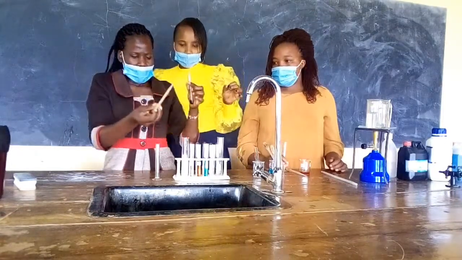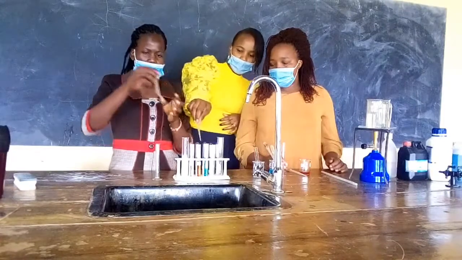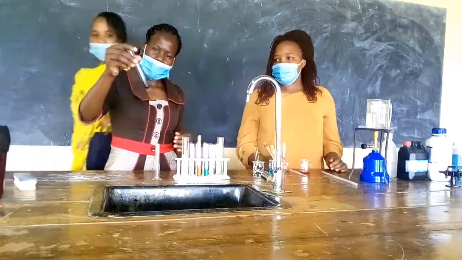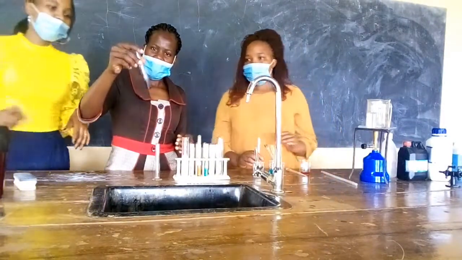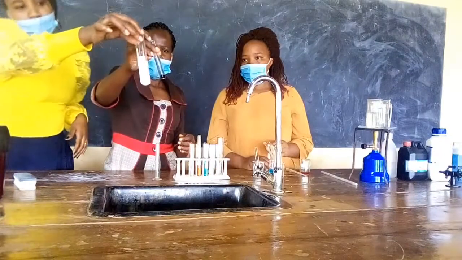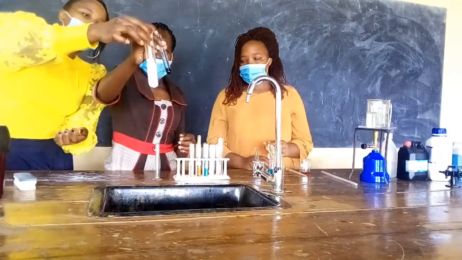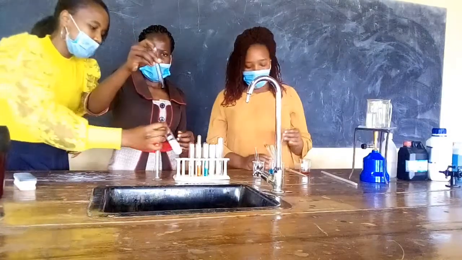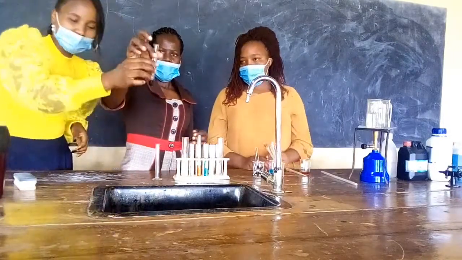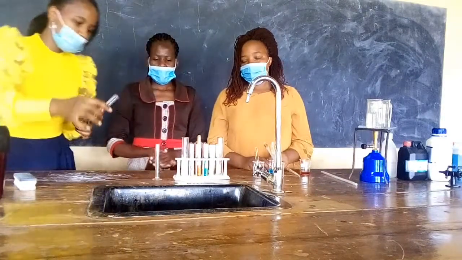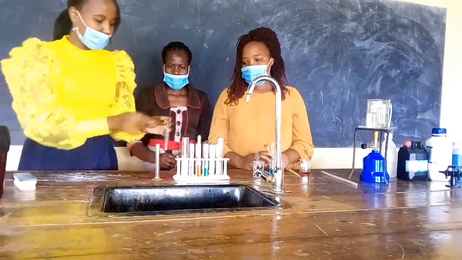Then you shake. Wow, the color changes to blue-black. There is a change in coloration. This is the food sample, and it is a clear indication that this one is starch. Alright? Yeah, that one is done. So, presence of starch.